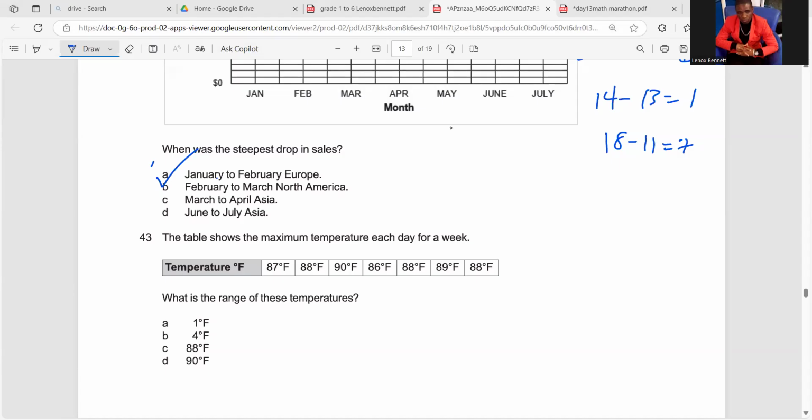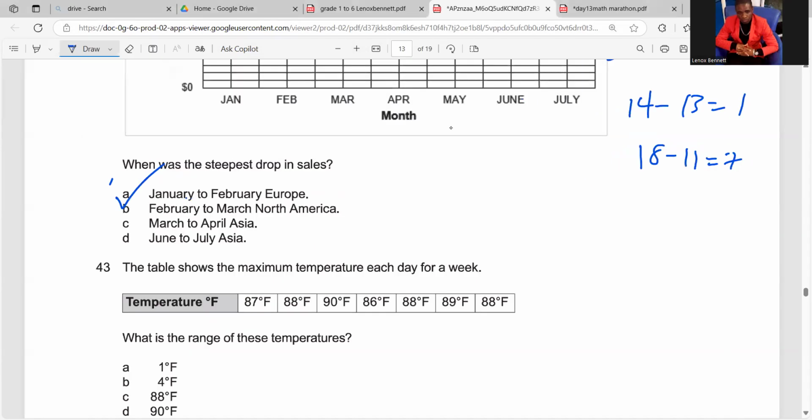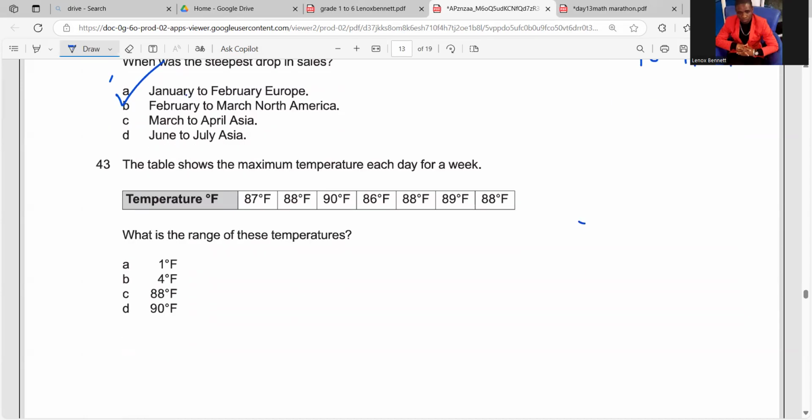Reggie, I see you put up your hand. I will give you the chance to answer this one if you want, all right? What is the range of these temperatures? Ariana, I see your hand is up as well.